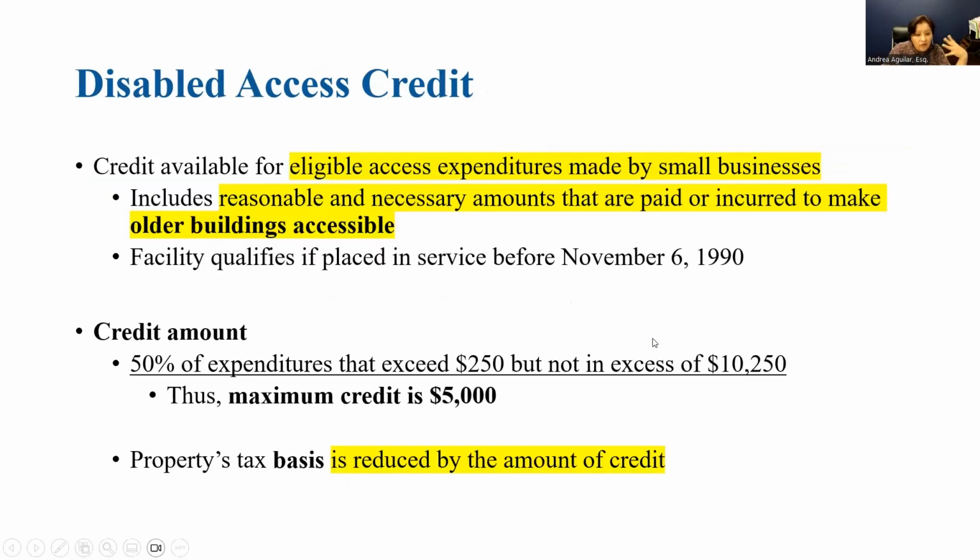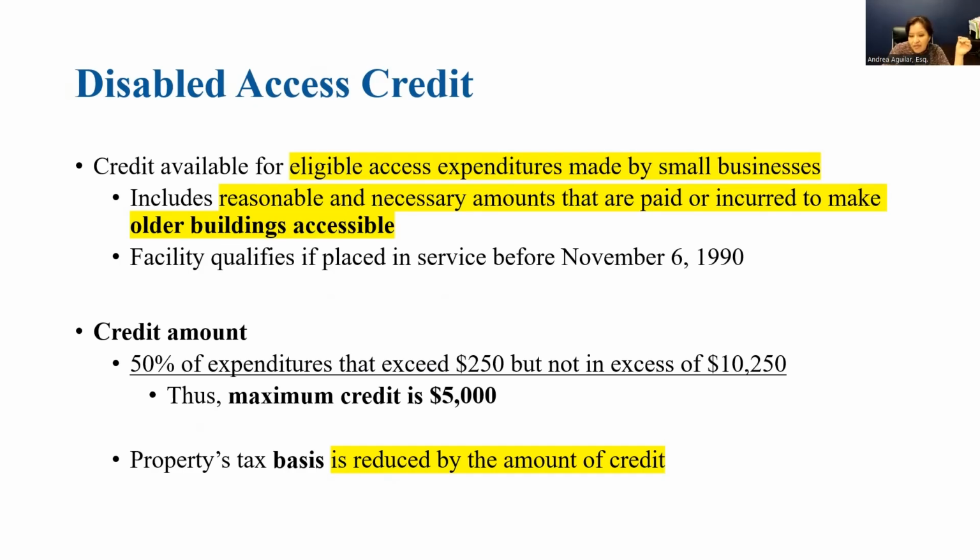So now let's look at another credit, the disabled access credit. This is a credit for eligible access expenditures made by small businesses, meaning you have an old building and you need to make this building accessible for disabled individuals. If you do that, then we're going to give you a credit. The credit would be 50% of expenditures that exceed $250, but not in excess of $10,250. So if you make that calculation, you're going to know that the maximum credit allowable in this case will be $5,000.